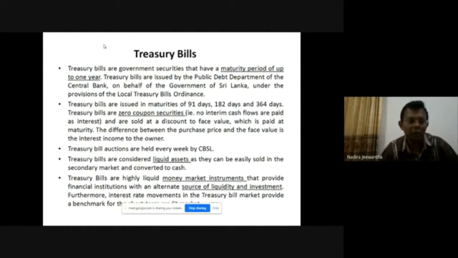So why are people going there? Why are the investments going to the US out of Sri Lanka? Why are they not coming to Sri Lanka? Yield-wise, we are better than them. One thing is the country rating. That's true.